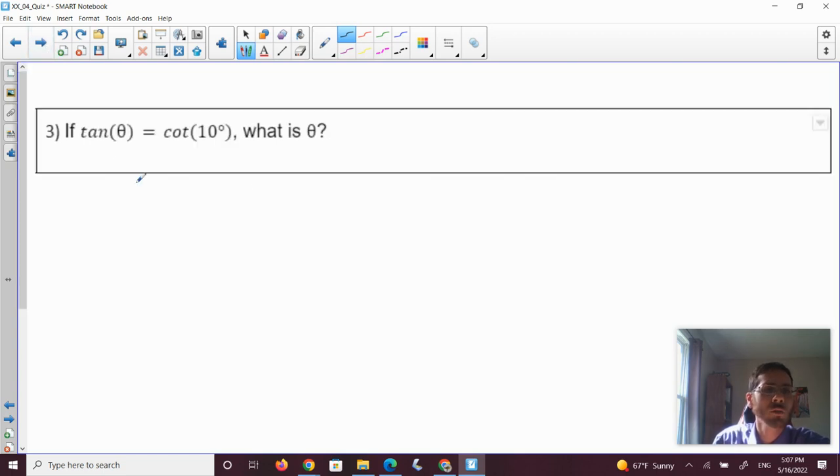All right, for number 3, if tangent of theta is equal to cotangent of 10, what is theta? So this is one of those rules where if we know that this one is cotangent of 10, that means it has to be tangent of 90 minus 10, which is 80. So we're going to get tangent of 80. And that's it. So we're all set there. It's just one of those cofunction rules. So the cofunction rule there is that if we're equal to the cotangent of something, that's equal to tangent of 90 minus something. So theta has to be 80.